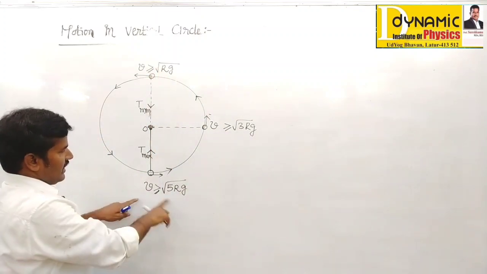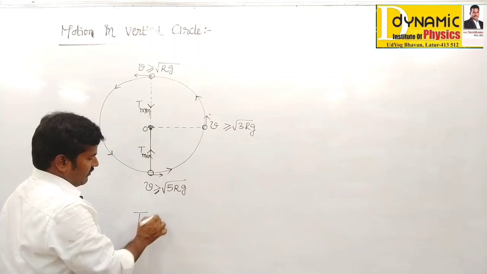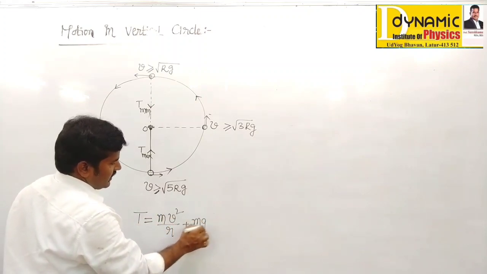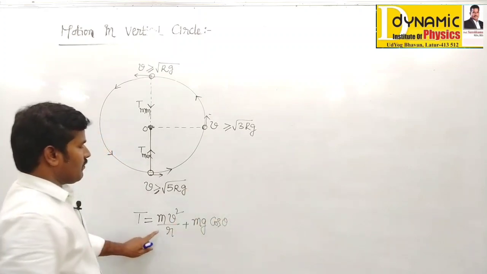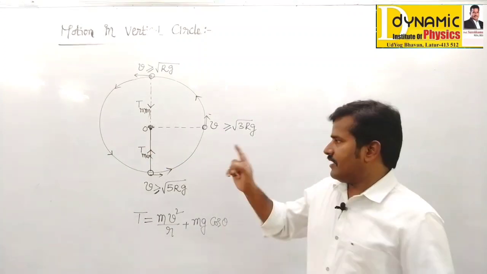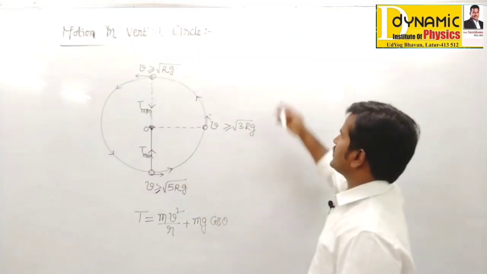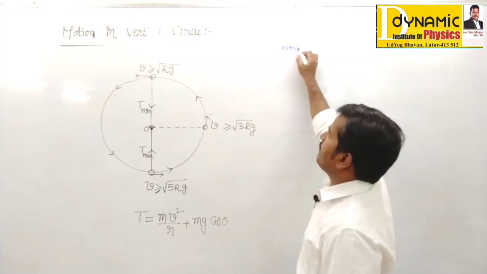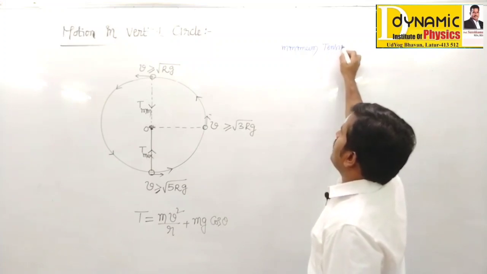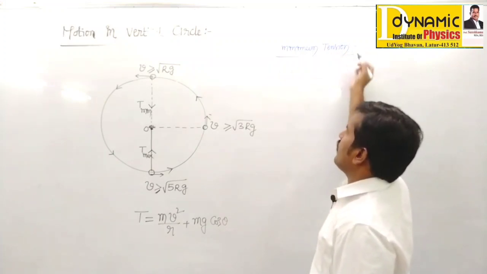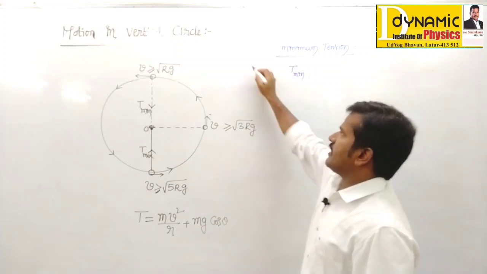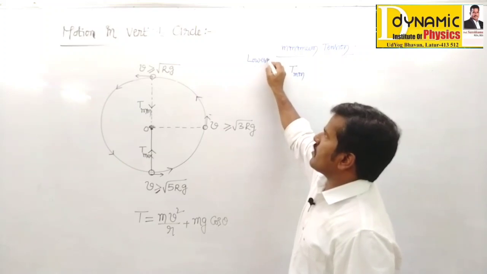What is the tension here? You know the tension equation: T equals mv square upon r plus mg cos theta. This is the tension. The minimum tension is at the lowest position, so T minimum is at the lowest position.